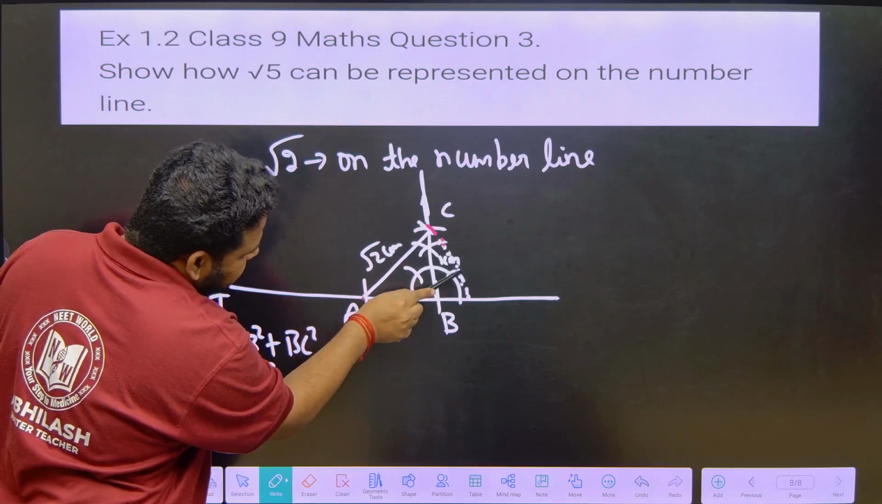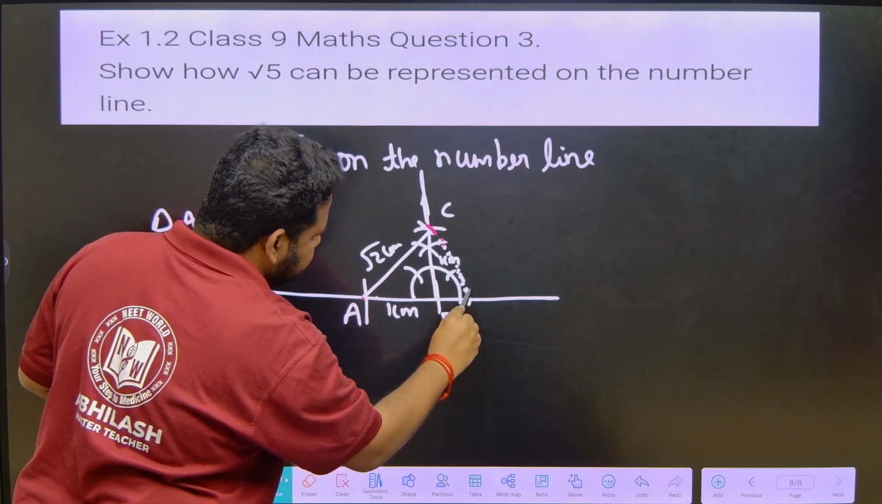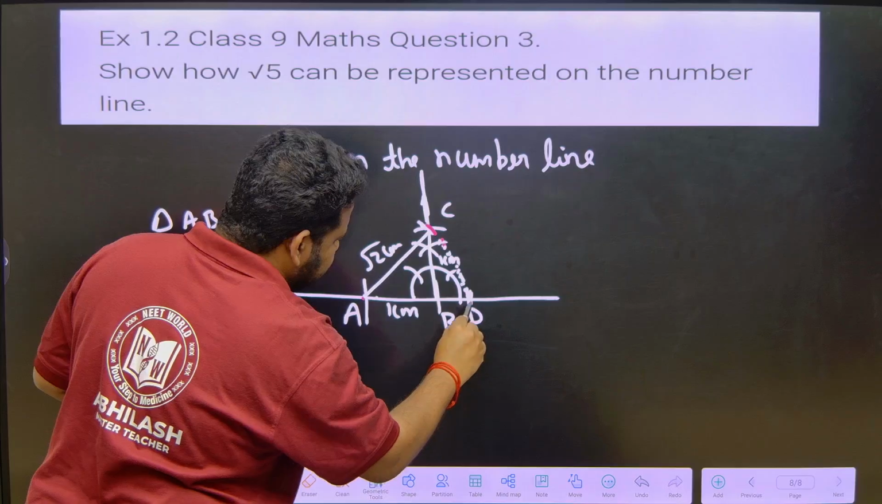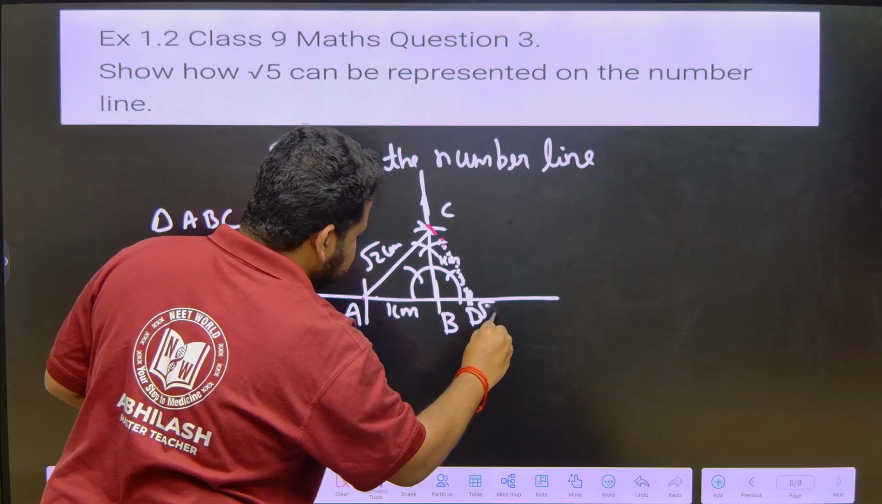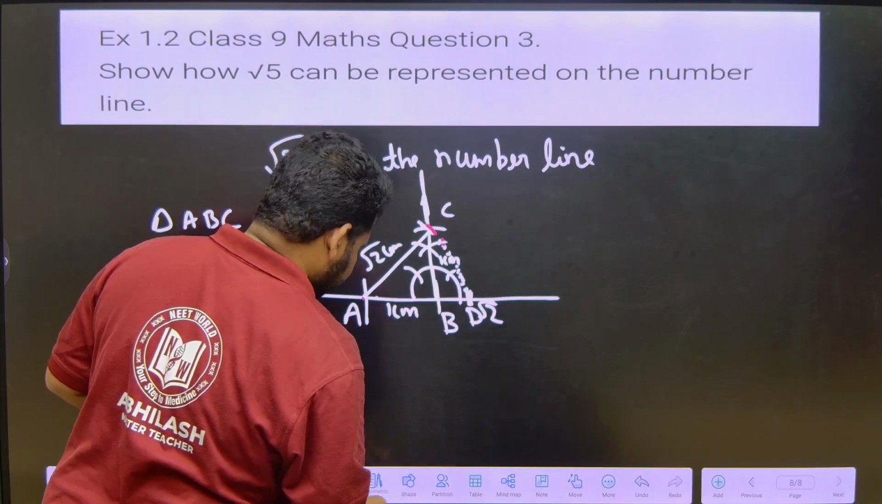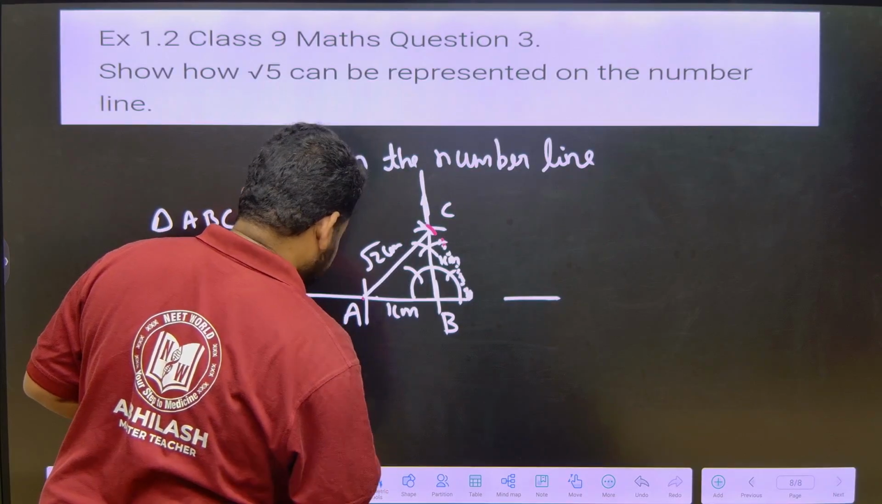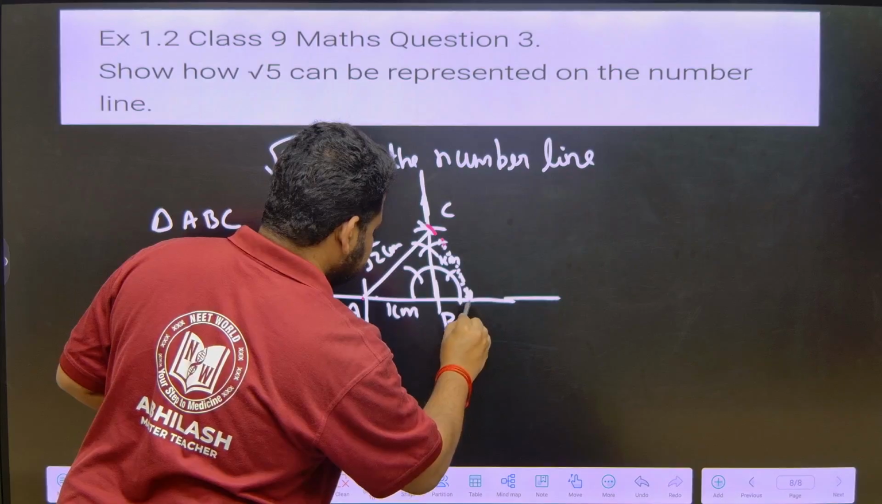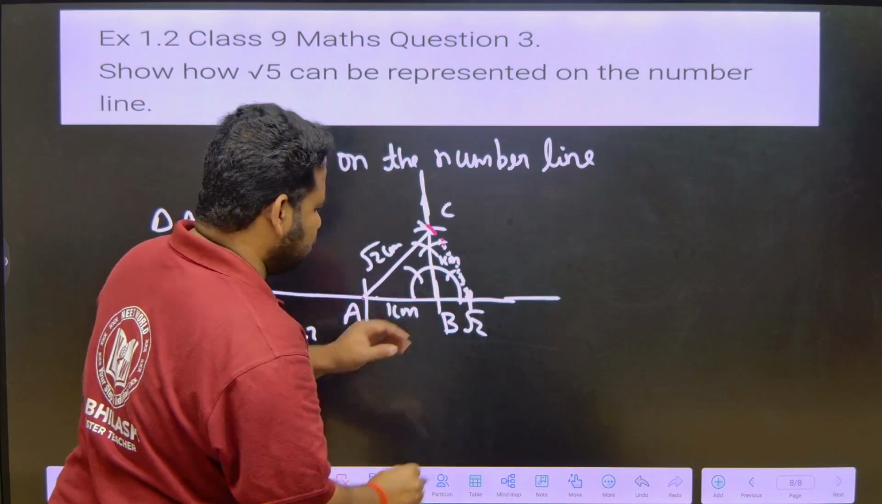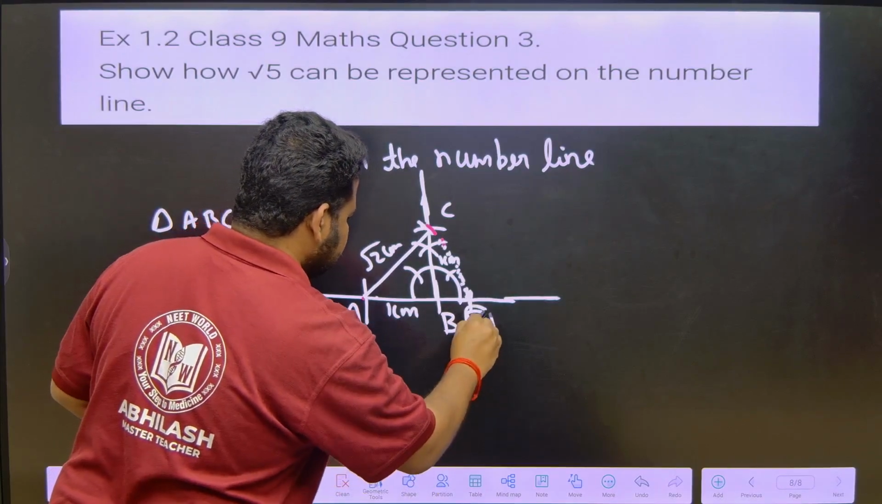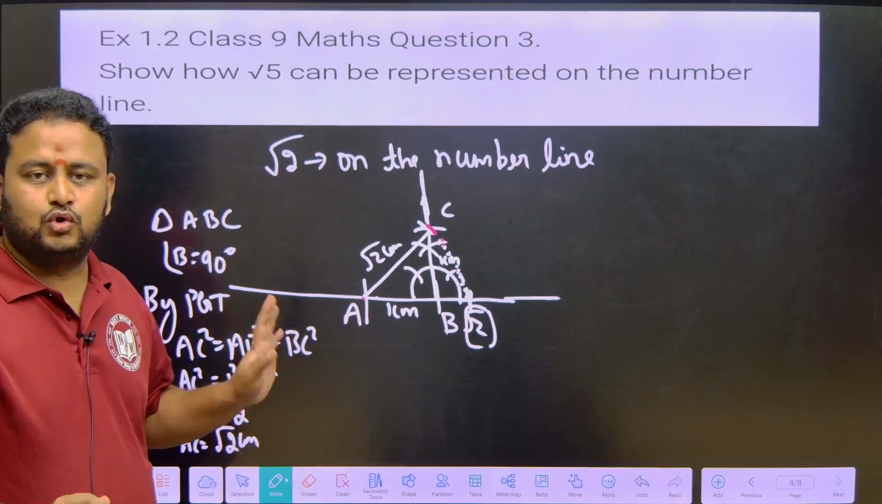At this point, BD is nothing but equal to root 2 centimeter. This point which you get here will be root 2. That is how you represent root 2 on the number line.